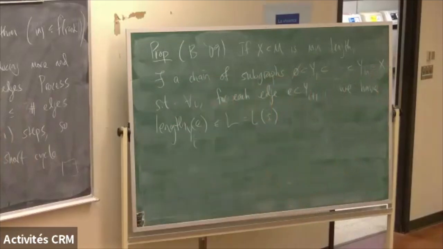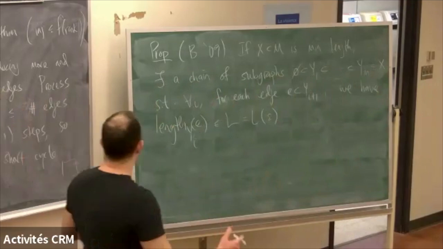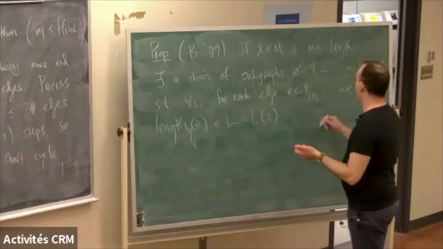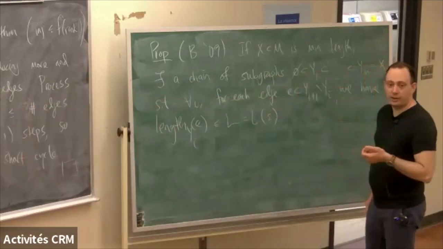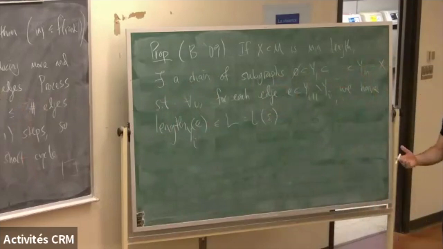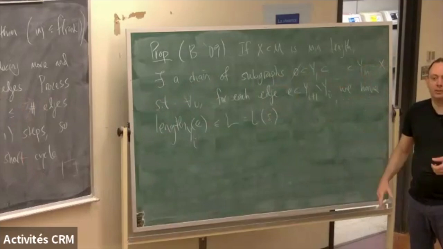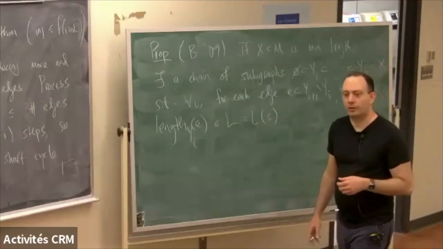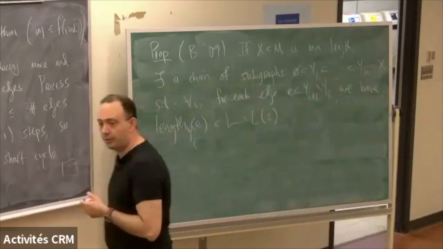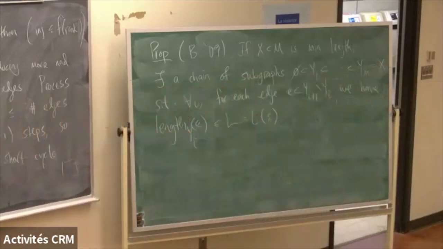Is E in Y(i+1) minus Yi? I could write that, and the lemma would have the same content. The point is that if you have an edge that's in Yi, then its relative length is 0, because it's entirely contained in this convex hull. But yeah, this is the content of the lemma. Any more questions on that?